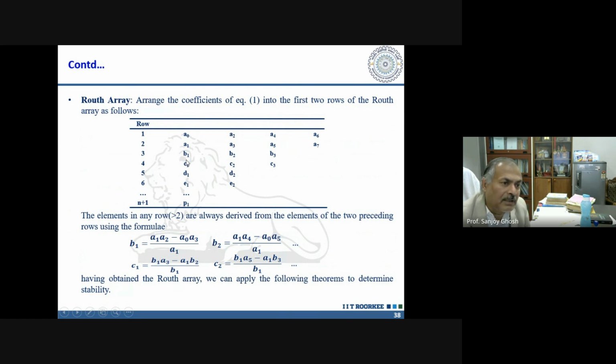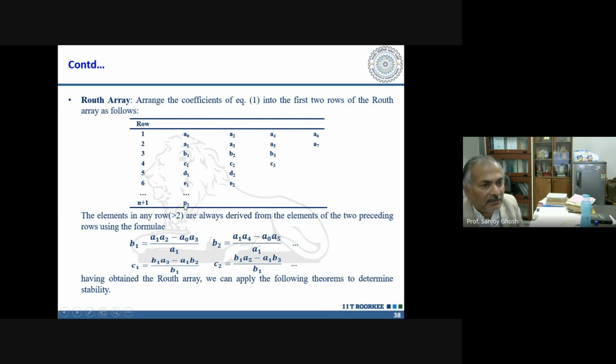And then from the third row onwards, you have to generate. How to generate that I have shown you here. B1 is nothing but (A1 A2 minus A0 A3) divided by A1, and then B2 will be (A1 into A4 minus A0 into A5) divided by A1. This way B1, B2, B3, this third row is created. C1, that means the fourth row, will be created like that: (B1 into A3 minus A1 into B2) divided by B1. That way you create this fourth row and so on.